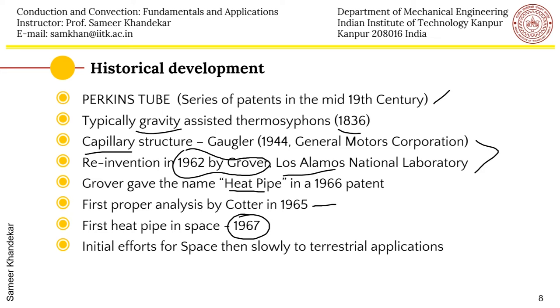and it could be radiated to outer space by the radiators which were there on these space vehicles. All the initial efforts in the 60s, the late 60s and the 70s were in the space domain. It was supported by the space industry in US as well as in Russia, for example, and then slowly it percolated into terrestrial applications, and now, of course, heat pipes are there in space as well as in terrestrial applications in a big way. And of course, newer designs of heat pipes have also come in the market, which we will talk about in the later part. So this is a brief summary.